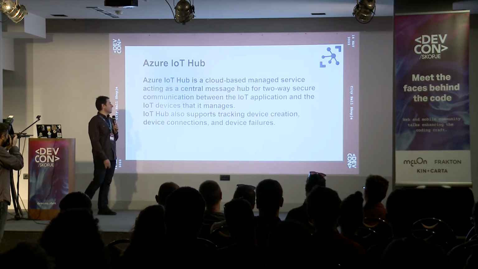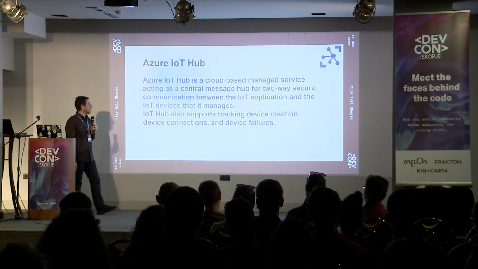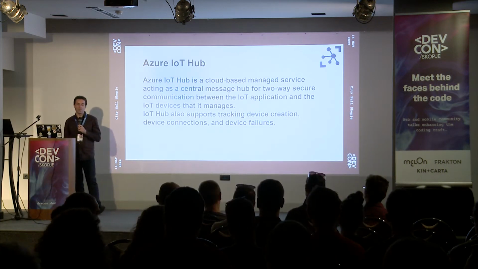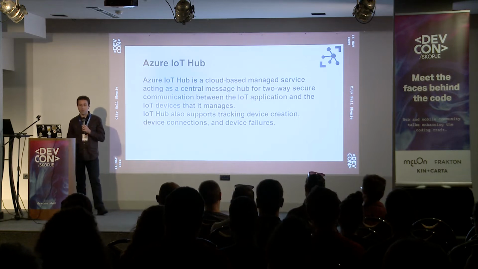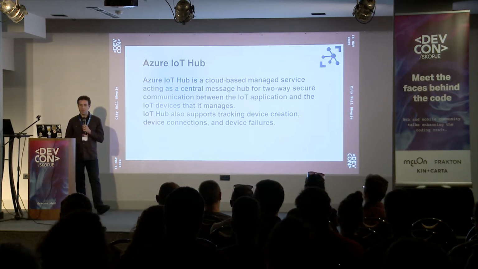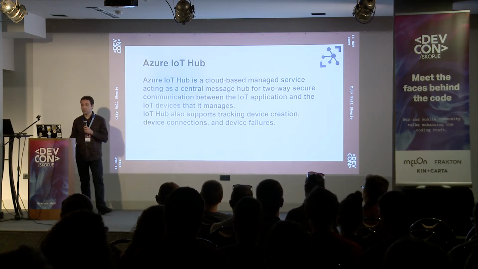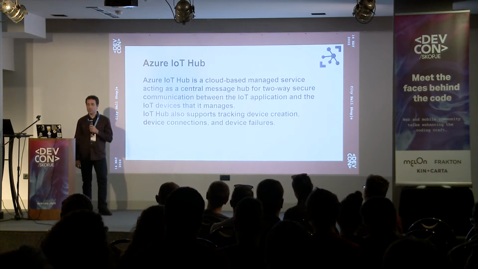What is actually the Azure IoT Hub? It is a central message hub that controls the devices in a secure way and establishes communication between the IoT devices and the IoT application, which is hosted on the cloud. This service supports creating those devices, establishing a connection with them, and, if something has failed, giving information about it.